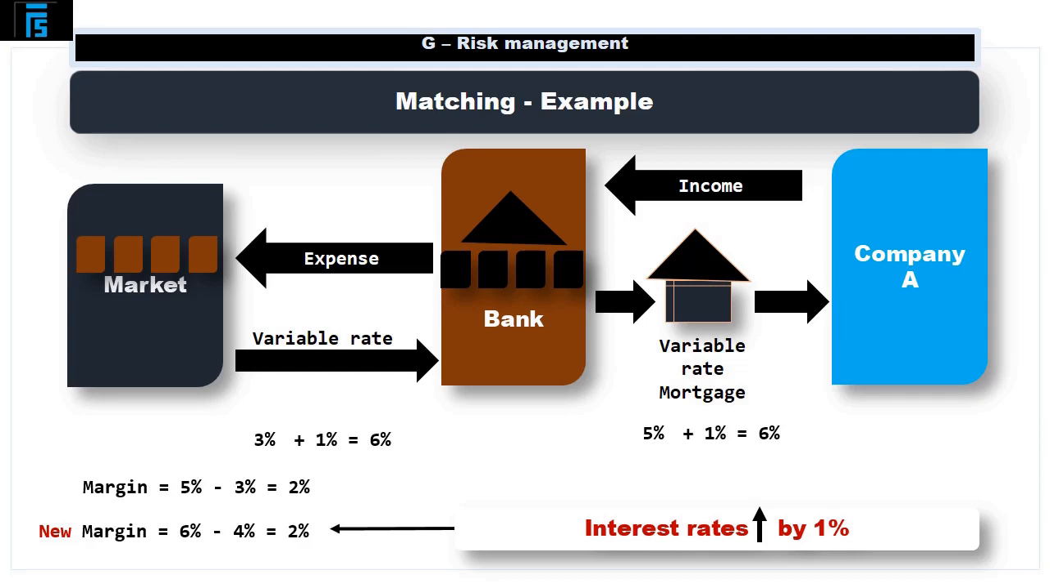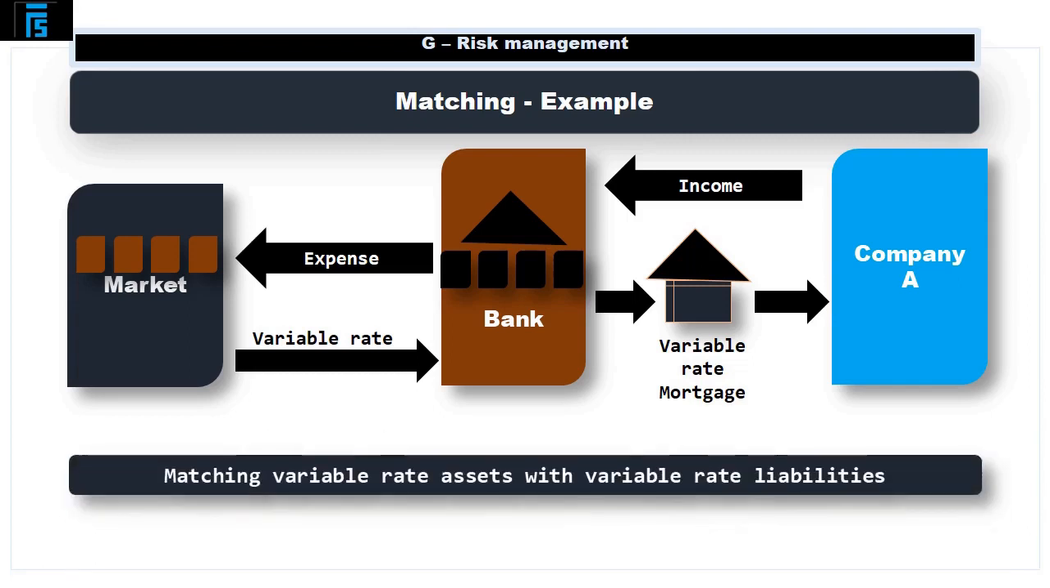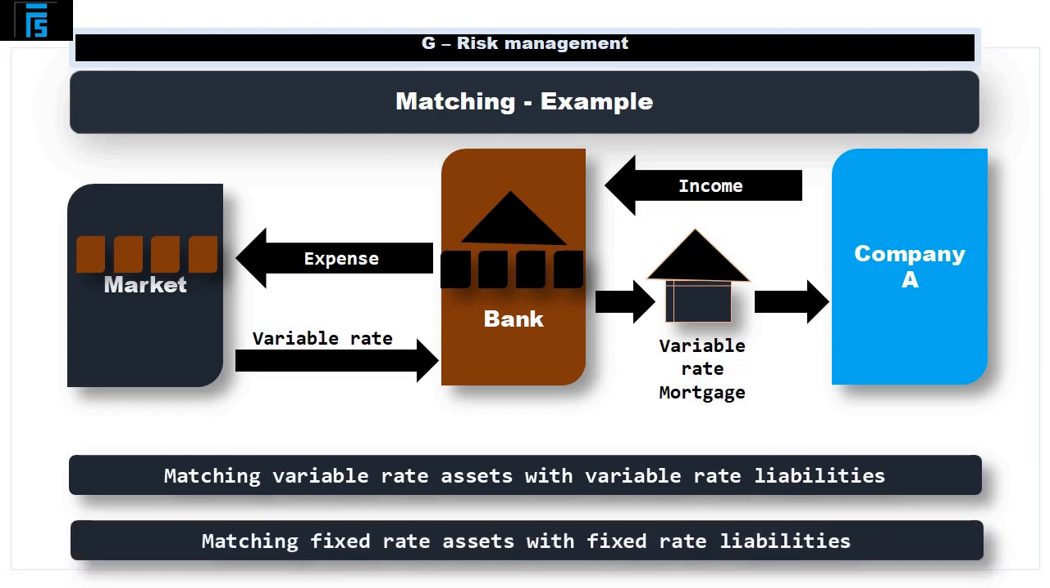If the customer had originally asked for a fixed rate mortgage, the bank could then finance this with a fixed rate loan, so that the bank's income and outgoings would stay the same no matter what happens to interest rates. In other words, the bank is matching variable rate assets with variable rate liabilities and matching fixed rate assets with fixed rate liabilities.